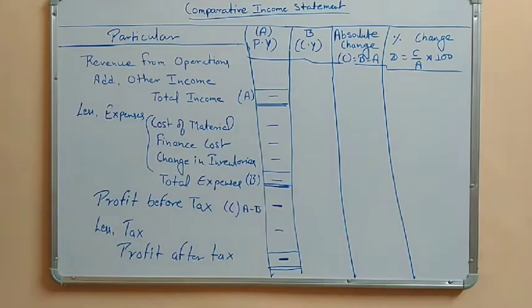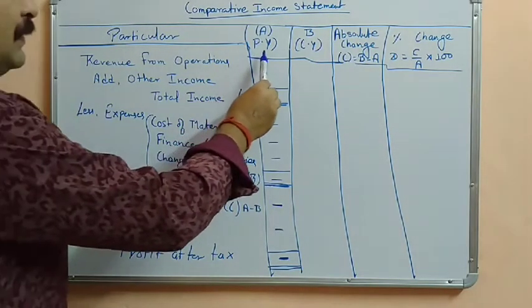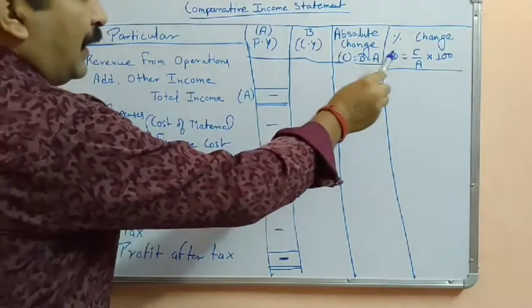Then after counting A and B, we will find out profit before tax, that is C. How will you get C? A minus B. Okay, then we will less the tax. From profit before tax, we will get profit after tax. Okay, comparative income statement consists of four columns. You see that A, B, C and D. These are the columns given here.